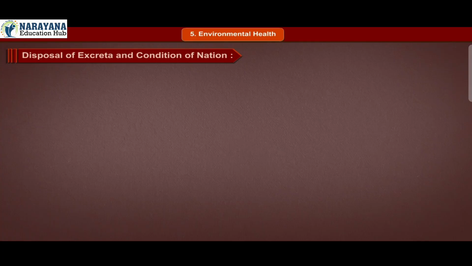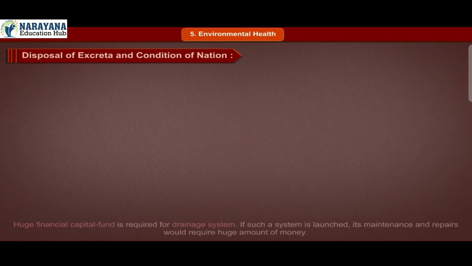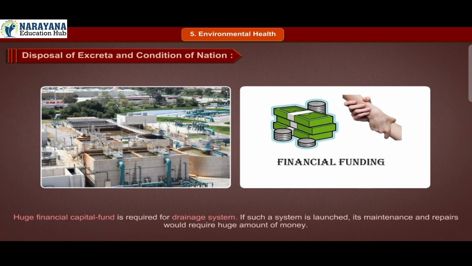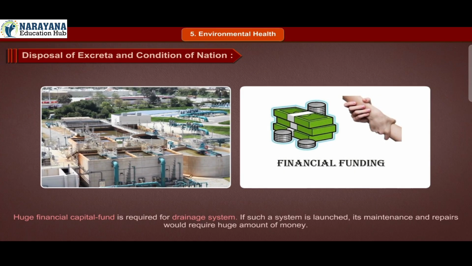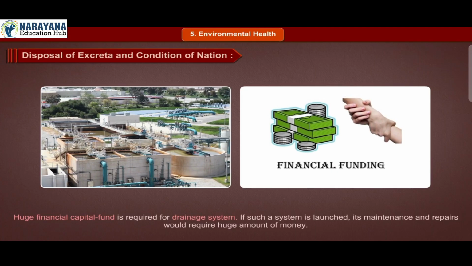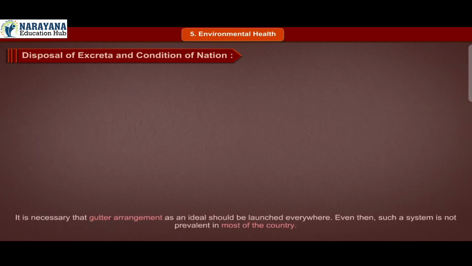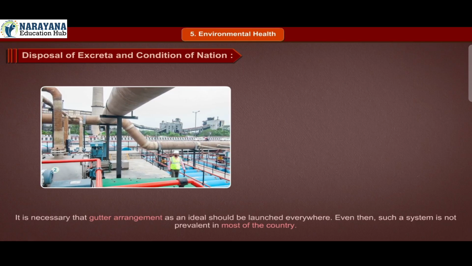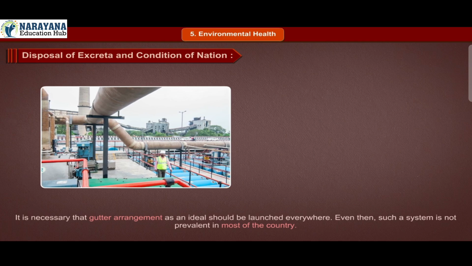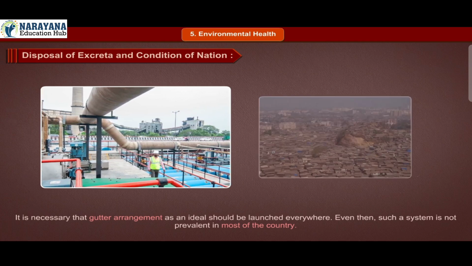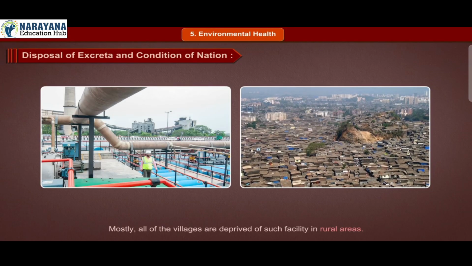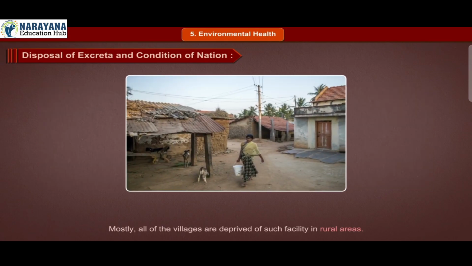Disposal of excreta and condition of nation. Huge financial capital fund is required for a drainage system. If such a system is launched, its maintenance and repairs would require a huge amount of money. It is necessary that gutter arrangement as an ideal should be launched everywhere. Even then, such a system is not prevalent in most of the country. Mostly, all of the villages in rural areas are deprived of such facility.